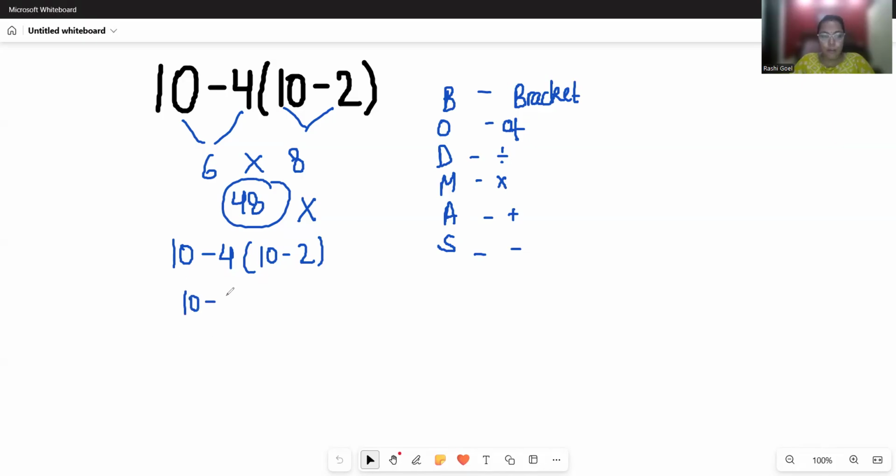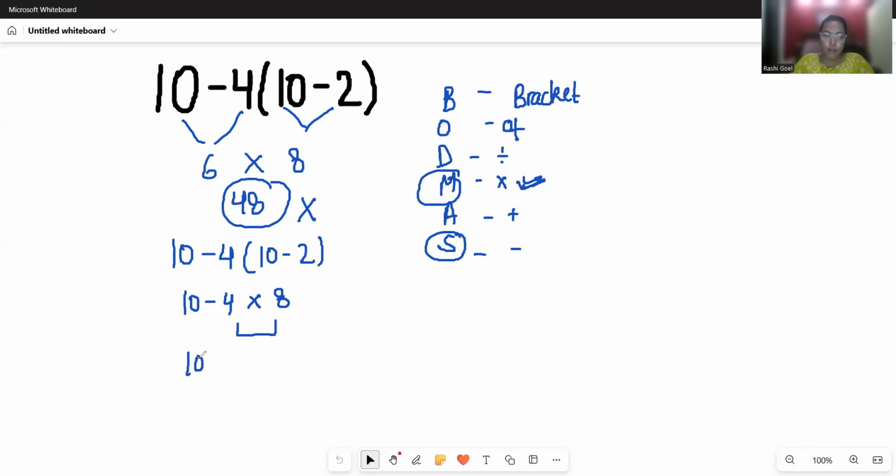So first solve the bracket. 10 minus 2 is 8. Now, if there is no sign between a number and a bracket, then put multiplication. Now we have two signs, multiplication and subtraction. So we have to give priority to multiplication.